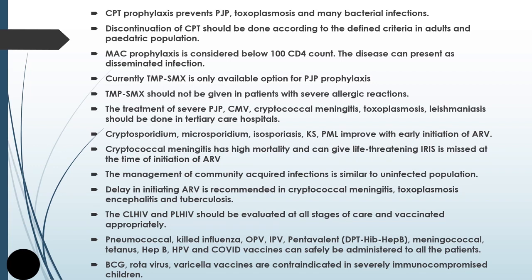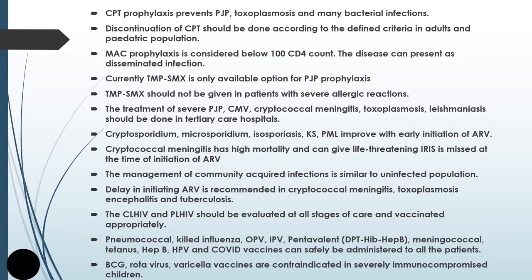Treatment of severe PJP, cytomegalovirus, cryptococcal meningitis, toxoplasmosis, and leishmaniasis should be done in tertiary care hospitals. Cryptosporidia, microsporidia, isosporiasis, Kaposi sarcoma, or PML improve with early initiation of ART. Cryptococcal meningitis has high mortality and can cause life-threatening illness if missed at the time of initiation of ART. Management of community-acquired infections is similar to the uninfected population. Delay in initiating ARV is recommended in cryptococcal meningitis, toxoplasmosis, encephalitis, and tuberculosis.